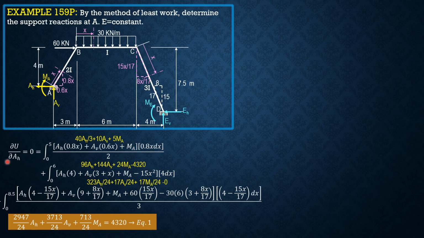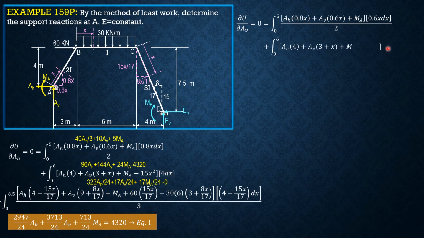Next, our redundant force is AV, so partial of U with respect to AV equals 0. So we copy the moment equation, replace the derivative here by 0.6x dx and divide by 2I. Then copy the next integral. We replace this by 3 plus x dx here. And copy the third integral.